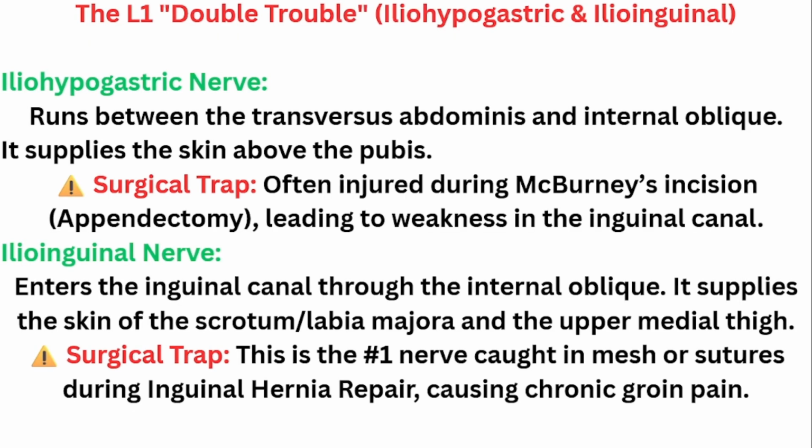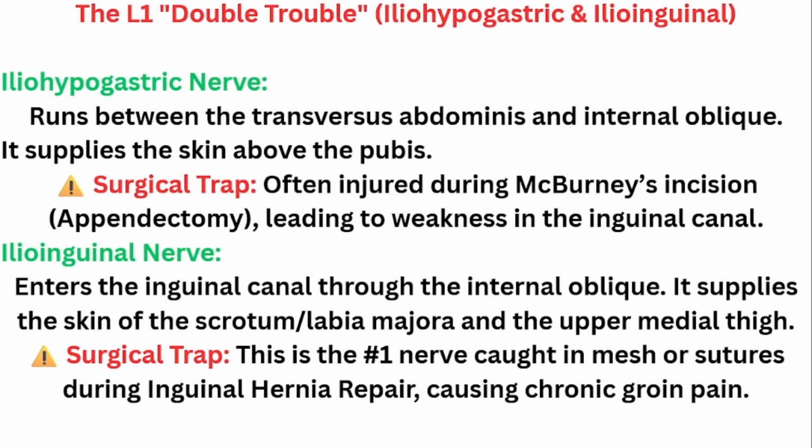We can see the double trouble, which is very common in cesarean section: the iliohypogastric and the ilioinguinal nerves. The iliohypogastric nerve runs between the transversus abdominis and the internal oblique. It supplies the skin above the pubis. Where is the surgical trap here? It is often injured in McBurney's incision in appendectomy, leading to weakness in the inguinal canal. It is a surgical trap which can be avoided.